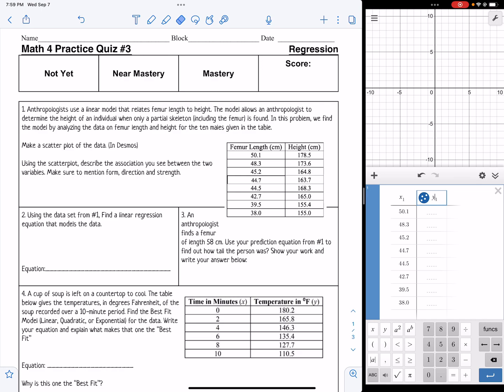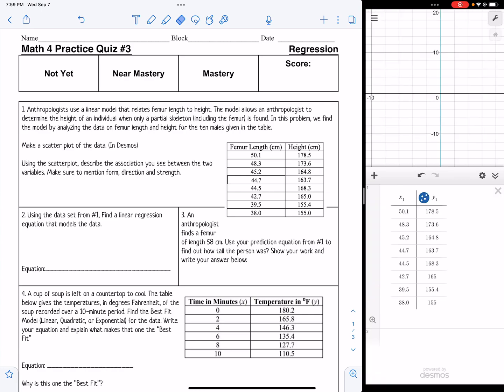Okay. So for my y values, I've got 178.5, 173.6, 164.8, 163.7, 168.3, 165, 155.4, and last but not least, we got 155.